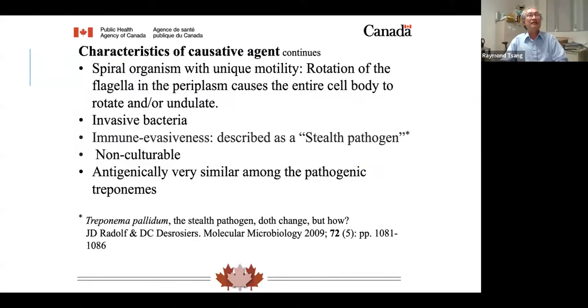Some characteristics of the causative agent. This is a spiral organism, which has a unique motility, and the motility is caused by rotation of the flagella in the periplasm, causing the entire cell body of the bacteria to rotate and undulate. It has been described as an invasive bacteria, as well as able to evade immune response, and therefore it has been called a stealth pathogen. Also, it is non-culturable and antigenically very similar among all the pathogenic treponemas.